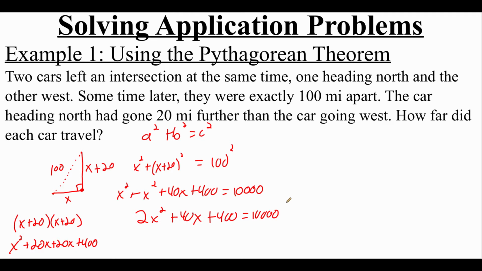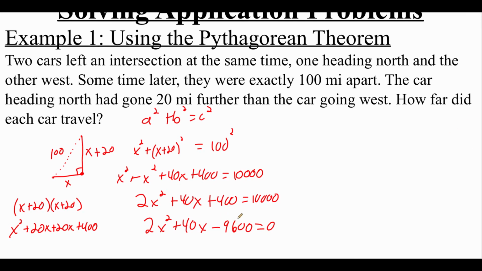Now because we're dealing with a quadratic, we're going to want to get this equal to 0. So I'm going to subtract that 10,000 over to the left-hand side. So then we should get 2x squared plus 40x minus 9,600 equals 0. Now having that 2 in front of that x squared might make things a little tricky, but we can actually get rid of that if we take everything in our equation and divide it by that 2. So then we end up getting x squared plus 20x minus 4,800 equals 0.